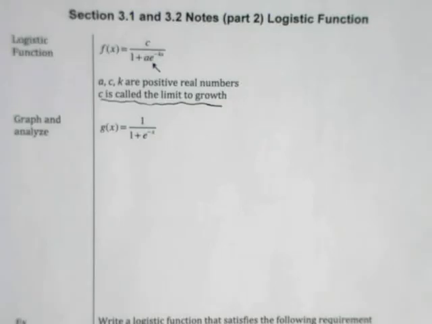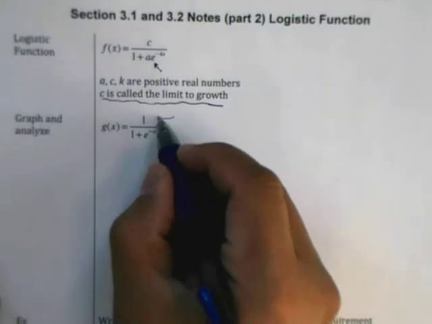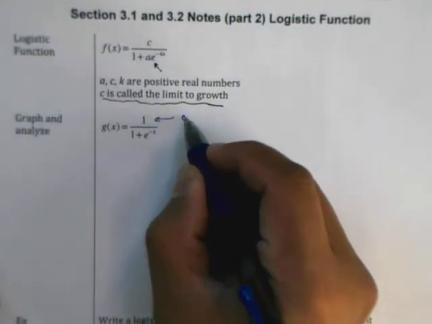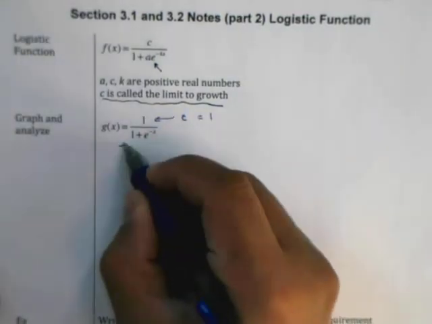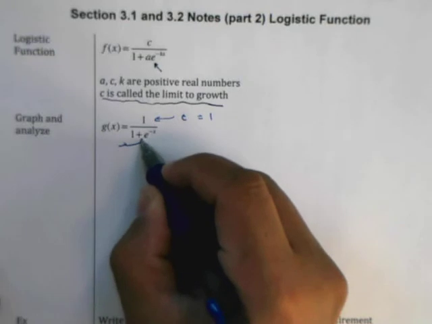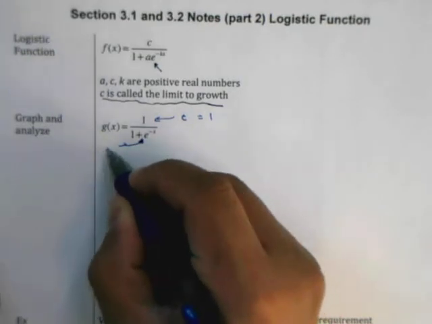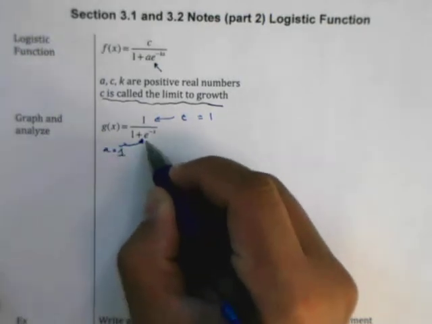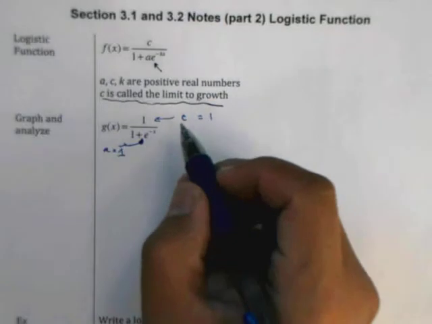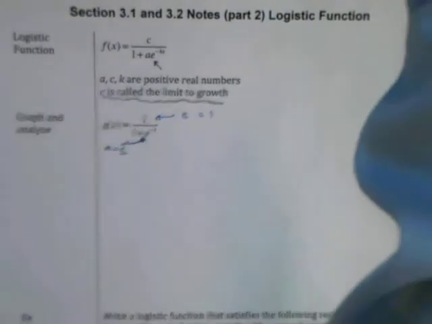It's probably best if I just give you an example here. We're asked to graph and analyze this. I just want to note a few things. This is C, so C is equal to 1. There's nothing in front of the e here, so we know that A is also equal to 1. So this is a very basic and simple function for us to work with.